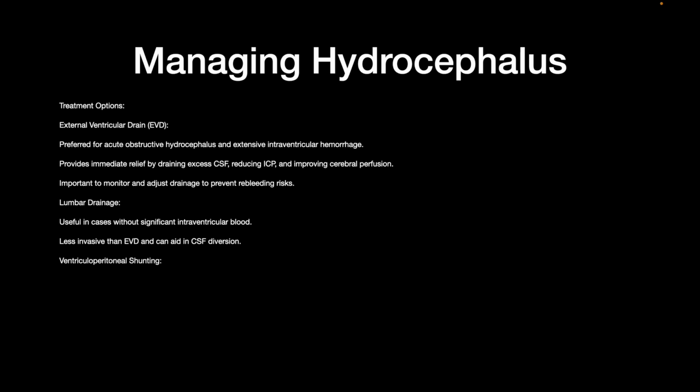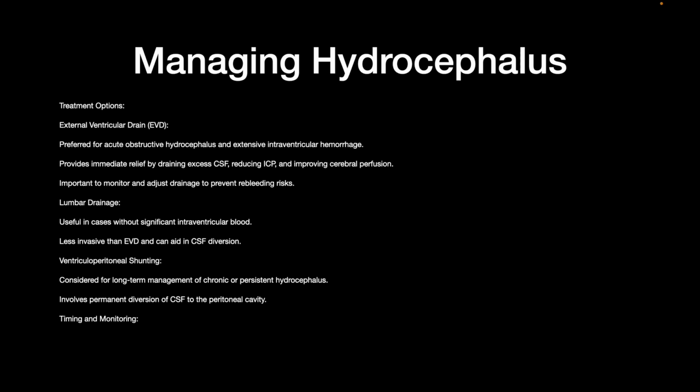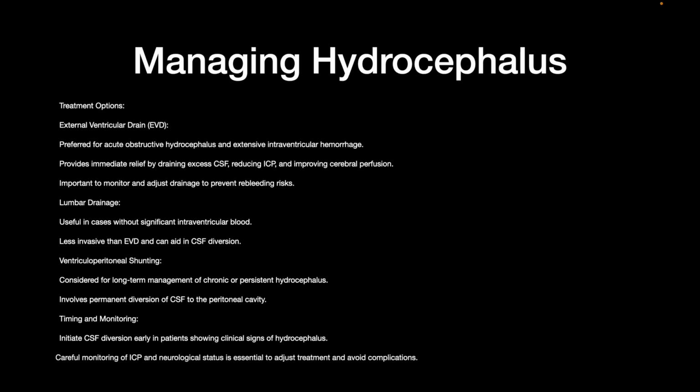The other thing that we can do is shunting. This can be considered for long-term management if there is a chronic case of persistent hydrocephalus, and involves permanent diversion of the CSF to the peritoneal cavity. The timing: initial CSF diversion, so in clinical signs of hydrocephalus, careful monitoring of ICP and neurological status is essential to adjust treatment and avoid complications.